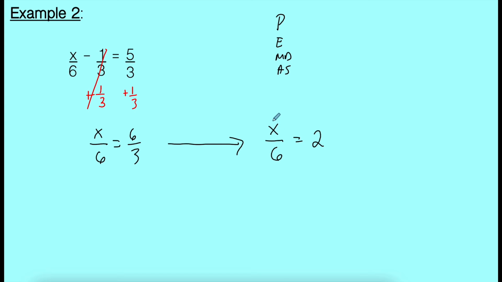And then my last inverse operation here, x divided by 6, I'm going to multiply by 6. And whatever you do to one side, you do to the other. So I'm left with x equals 12.